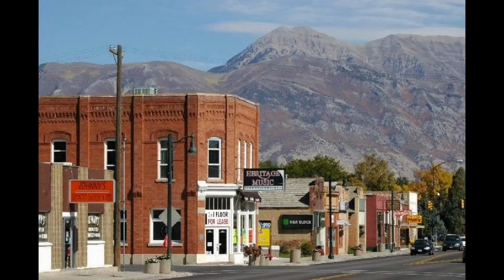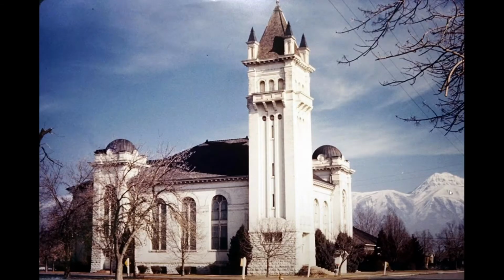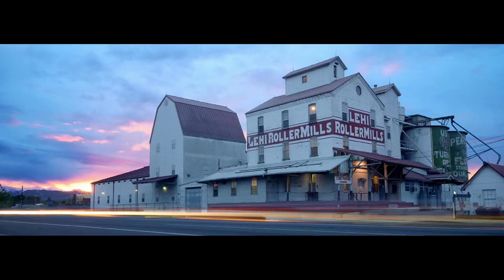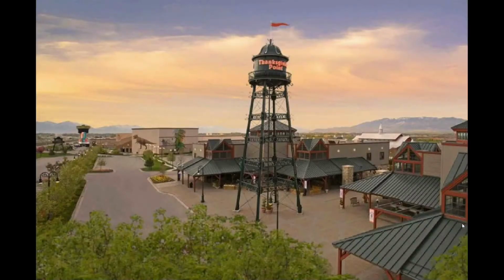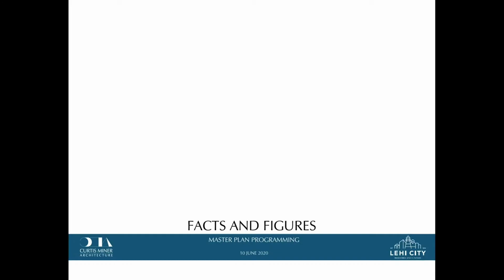As you know, Lehi City is an old town and has a lot of history and fabric to it. Different buildings have existed or still exist in Lehi. Lehi Roller Mills is definitely a prominent and very notable building in Lehi. The Adobe building is part of a more modern movement that is happening in portions of Lehi. Thanksgiving Point.